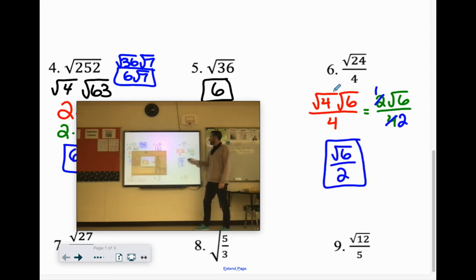You're allowed to have radicals in the numerator. You cannot have them in the denominator. What if there is one in the denominator? We'll see on number 8.